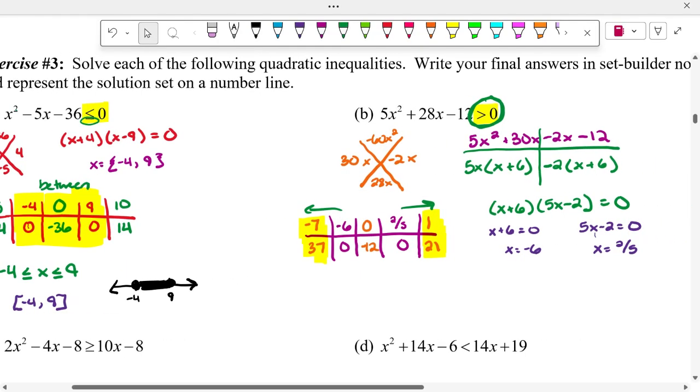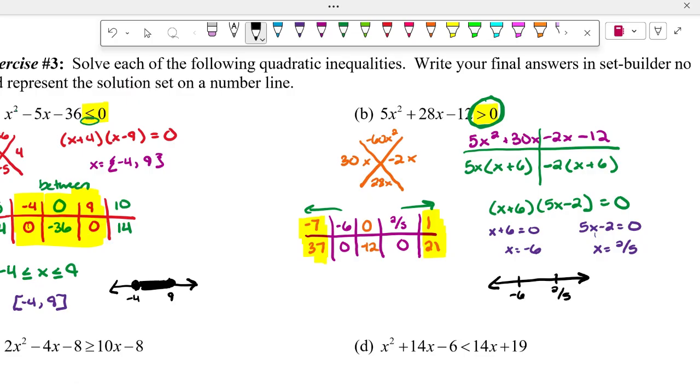So, let's say I drew a number line for this one. I have -6 and 2/5, but do I have open or closed circles on them? Open. Now, based off of where my solution set is, am I going to shade in between or on either side? Either side. So now let's write an inequality that represents that.